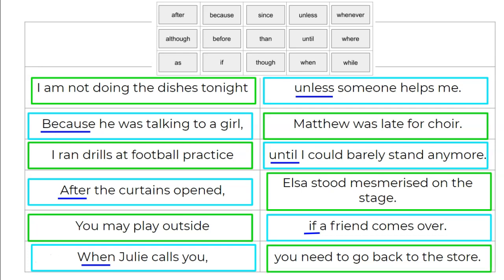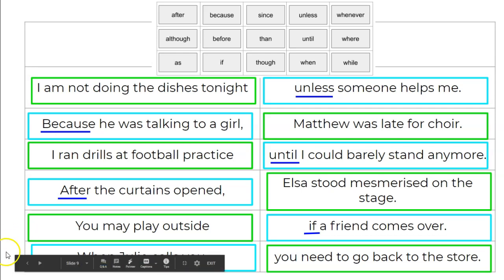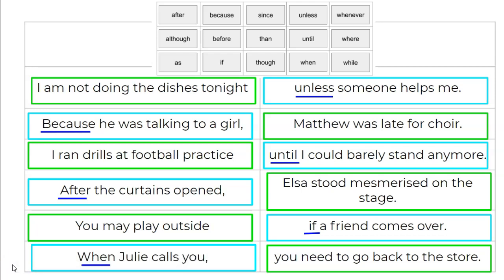Fabulous. If you have any questions on this, make sure that you're coming back to check in with me. Leave me a comment on the Google Classroom assignment, and I can make sure to set something up with you. And again, check out that resource of the subordinating conjunctions.